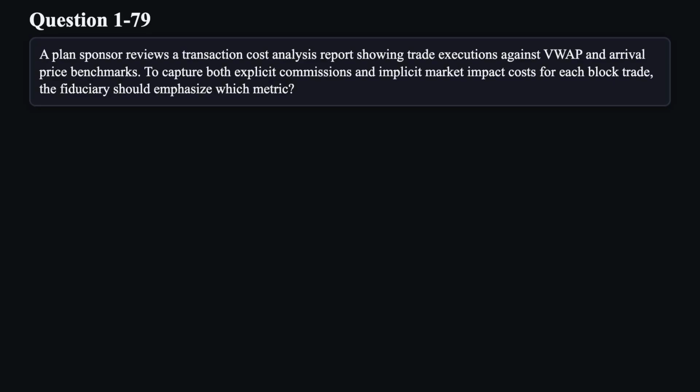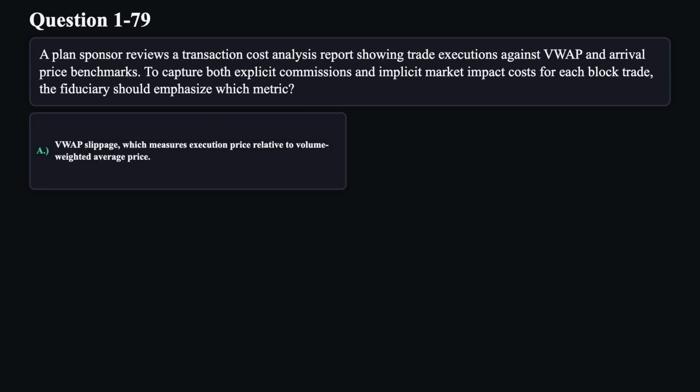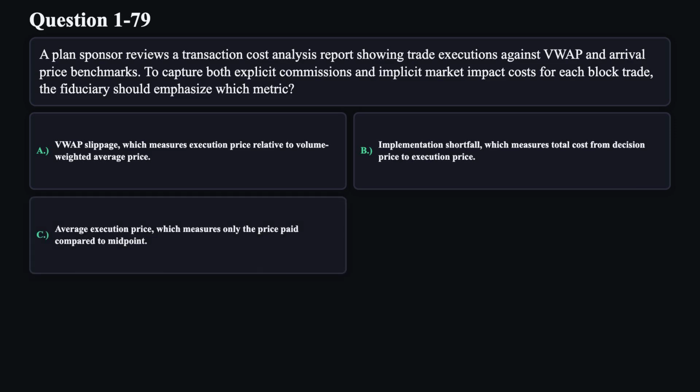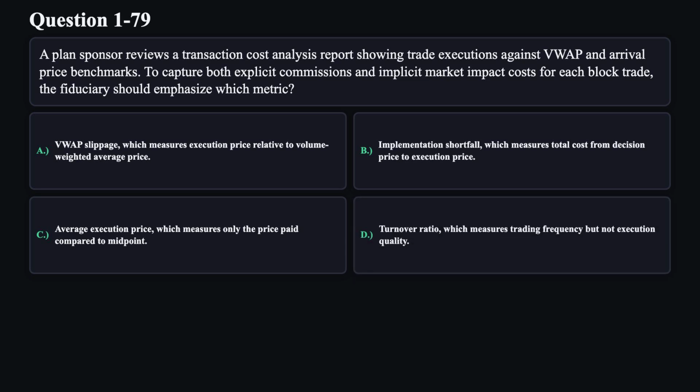Question 79. A plan sponsor reviews a transaction cost analysis report showing trade executions against VWAP and arrival price benchmarks. To capture both explicit commissions and implicit market impact costs for each block trade, the fiduciary should emphasize which metric? A. VWAP slippage, which measures execution price relative to volume-weighted average price. B. Implementation shortfall, which measures total cost from decision price to execution price. C. Average execution price, which measures only the price paid compared to midpoint. D. Turnover ratio, which measures trading frequency but not execution quality.